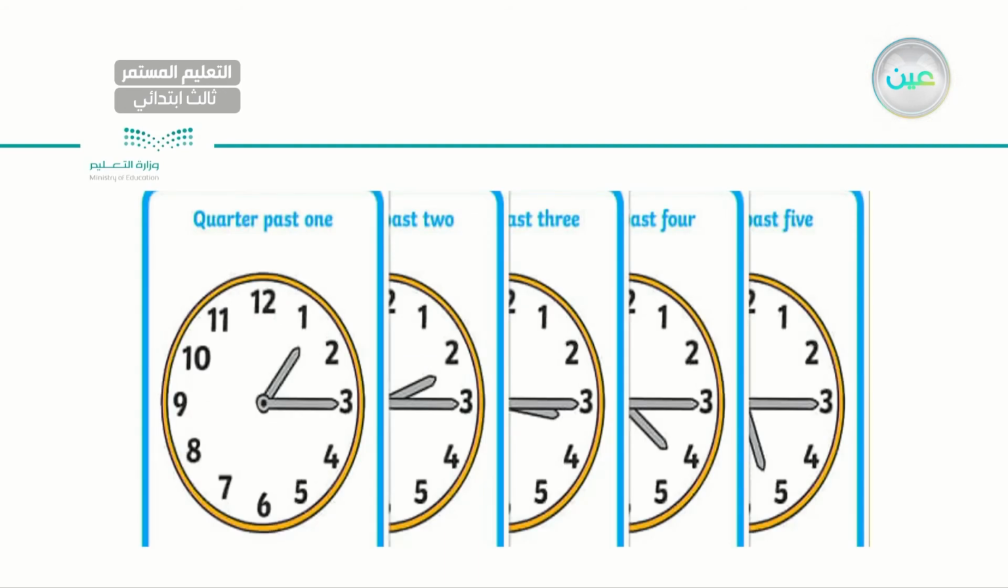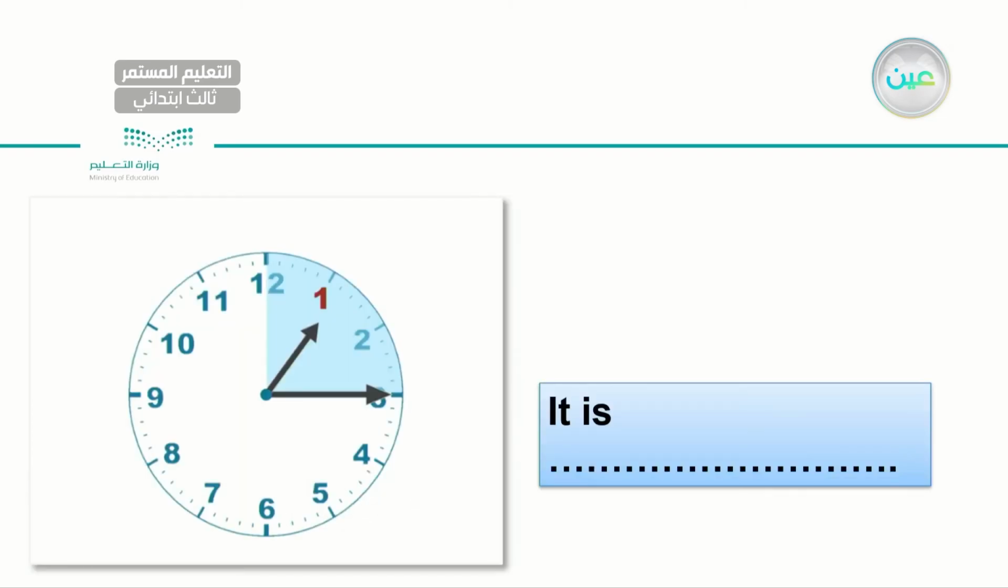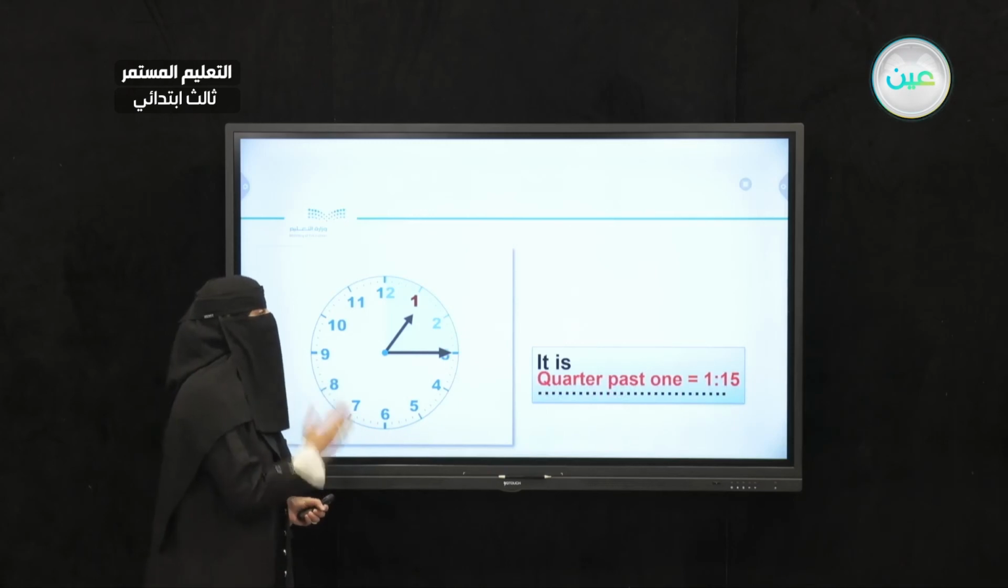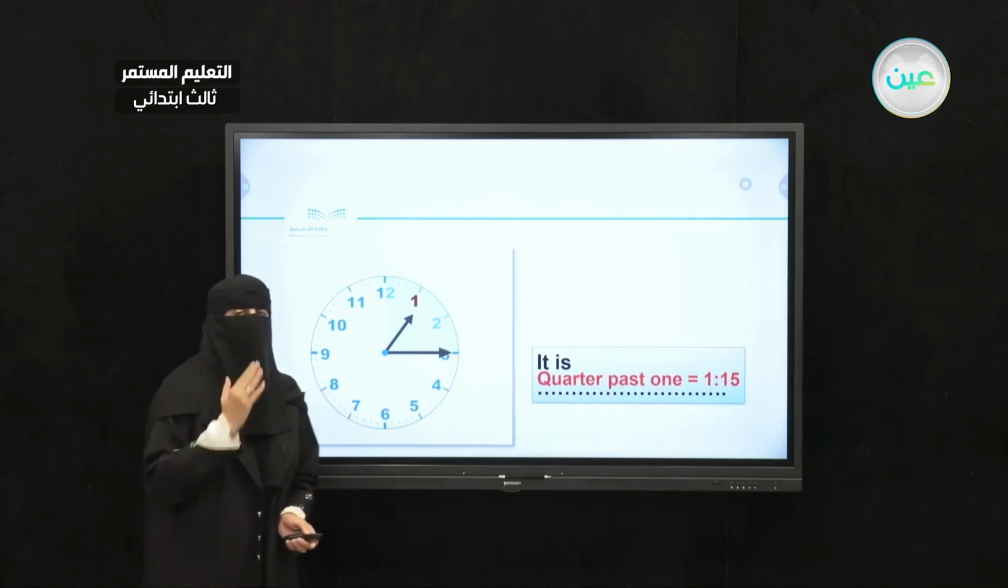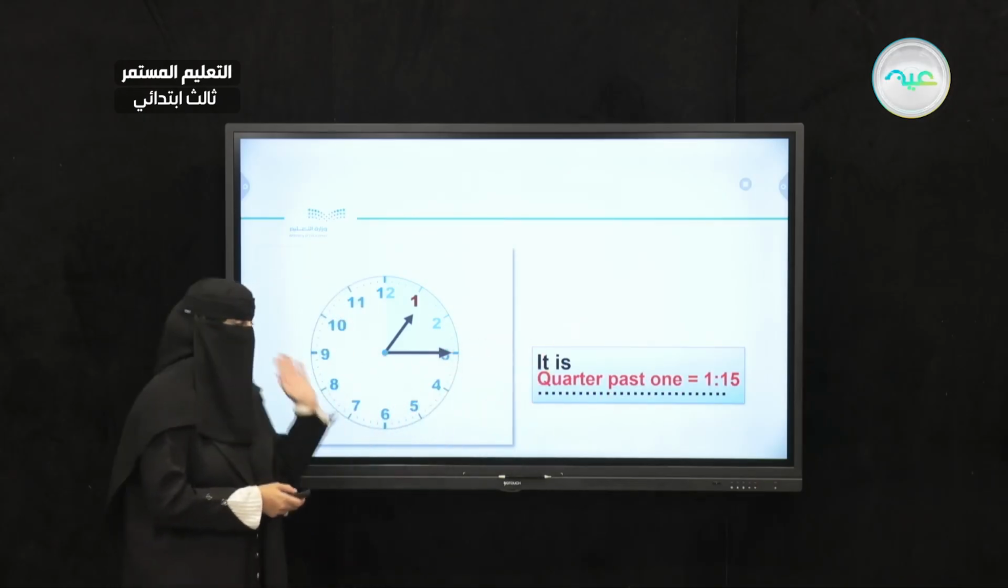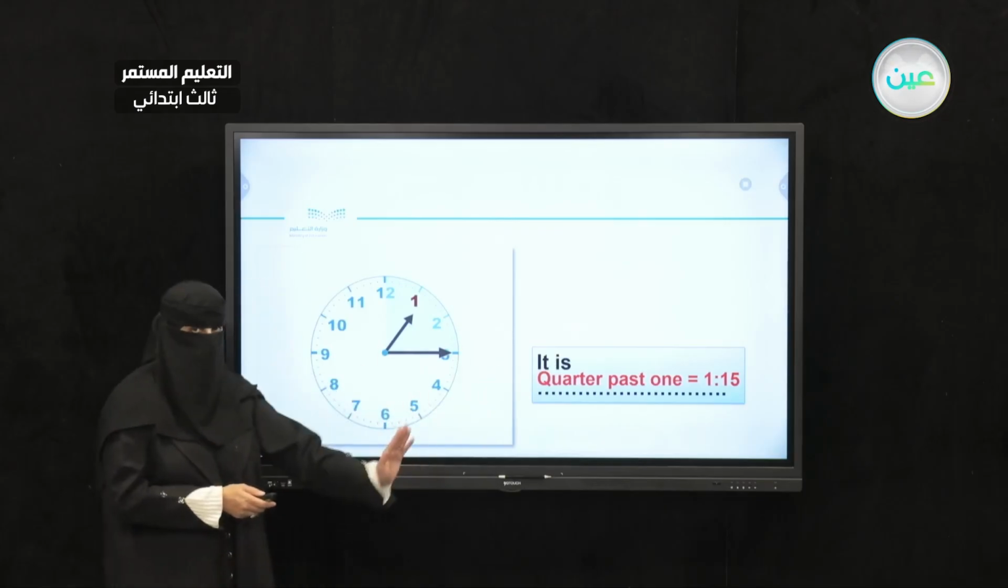As you can see here, I have quarter past 1 or 1:15. Quarter past 2, 2:15, quarter past 3, 3:15, quarter past 4, 4:15, quarter past 5, 5:15. So we add 15 minutes to the clock. So what time is it, my dear student? How about this one? It's not exactly 1 o'clock. It is quarter past 1 or 1:15.